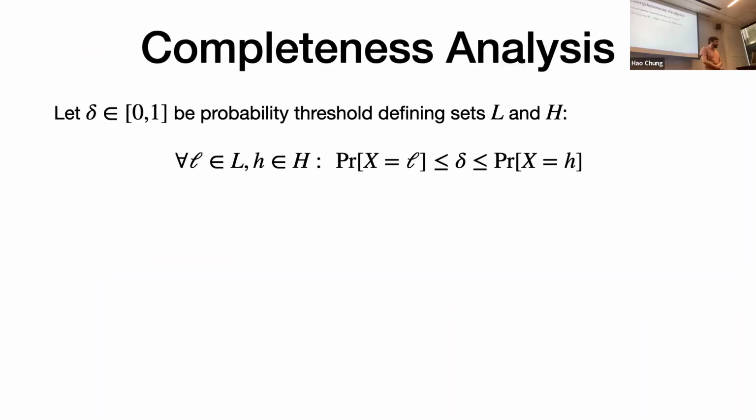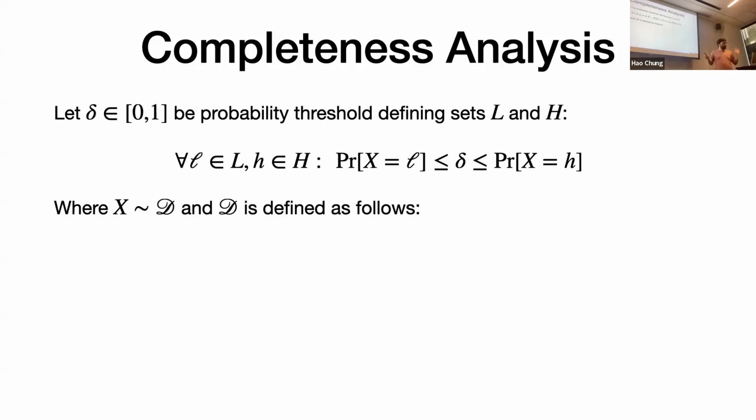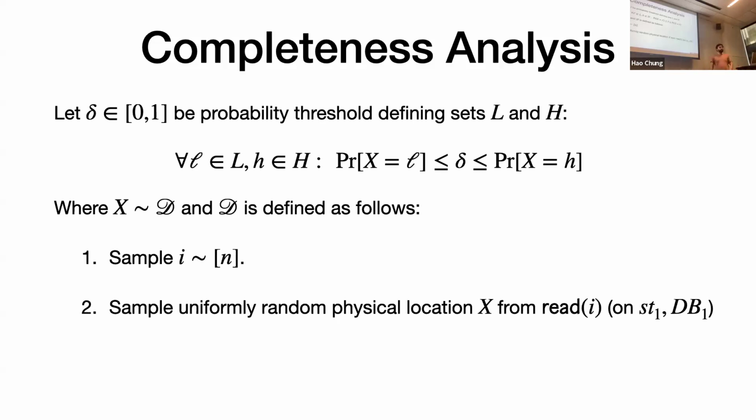Okay, let's analyze this. So let's say delta is some threshold that defines light versus heavy. So we have some probability of a given database element, and delta is going to be the defining line between light and heavy. But what is the distribution here? Well, let me be more precise. The distribution that we're going to consider is the following. First sample an index i uniformly at random from 1 through n. And then we're going to sample a uniformly random physical location when Bob is going to read index i from state 1 in, let's say, database 1. Yes, this is some fixed distribution, and we're going to define delta with respect to this distribution.